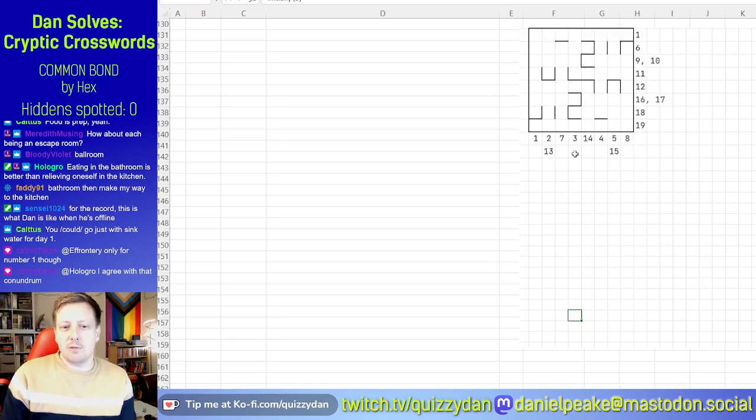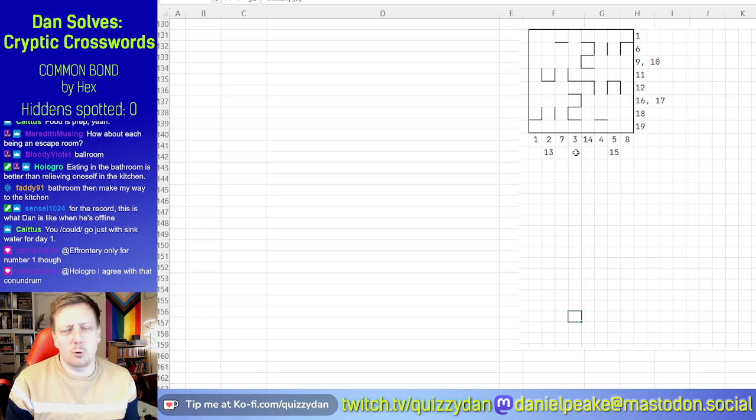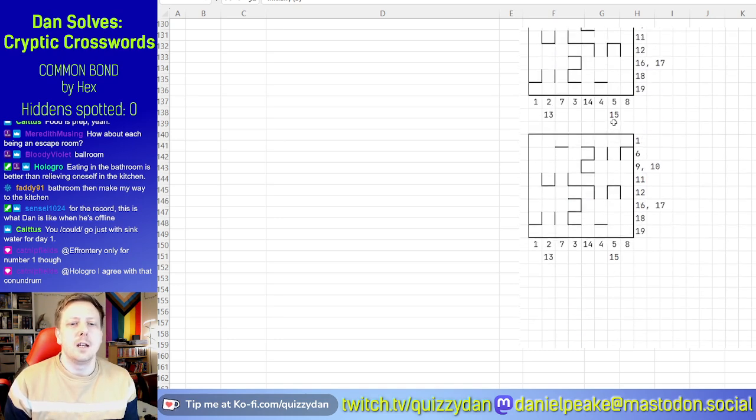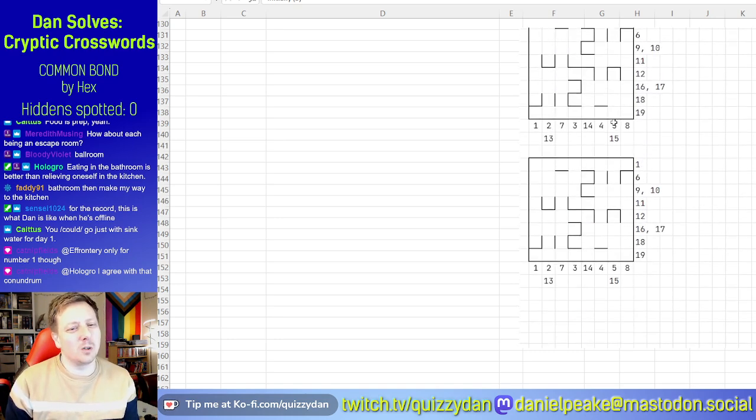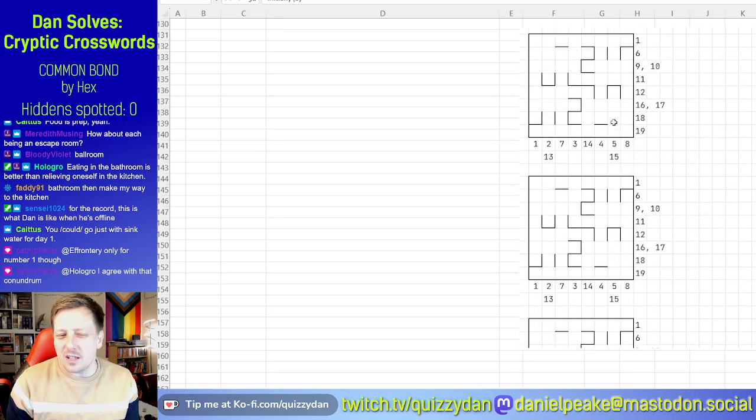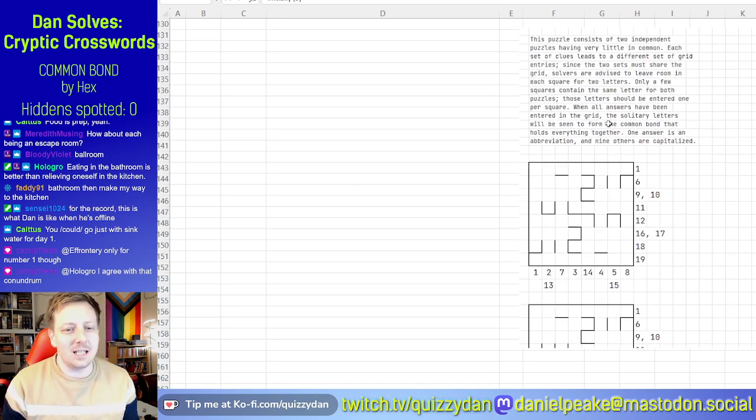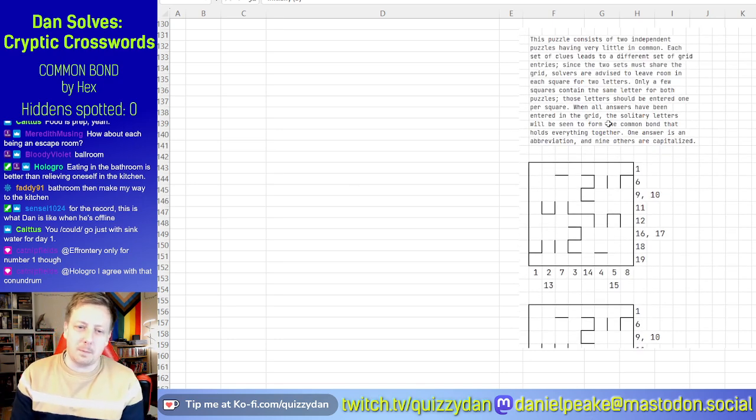So let's have a look at the grid. It's a very small grid, suspiciously small grid this week. Nah, there's another copy of it. Why have I done 2 copies? Why have I done 3? And the answer is one of those is spare, but 2 will be needed because this is called Common Bond and it is by Hex.